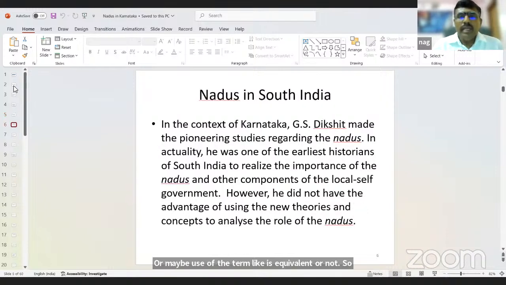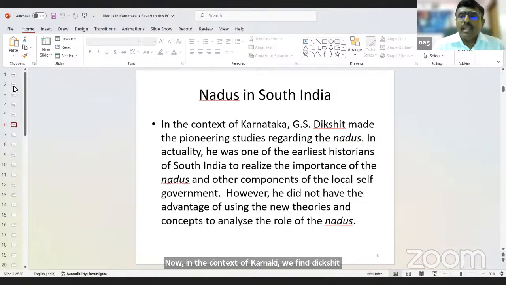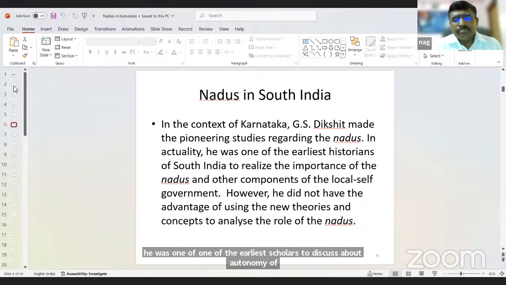Now, in the context of Karnataka, we find Dikshit made a very important pioneering study regarding the Nadus, as I mentioned already. He was one of the earliest historians of South India to understand the importance of Nadus, and he also wrote a book on local self-government, as you must be aware. In this local self-government, he tried to analyze how the Nadus functioned, how they used to operate, and how there is autonomy. Perhaps he was one of the earliest scholars to discuss the autonomy of local institutions.